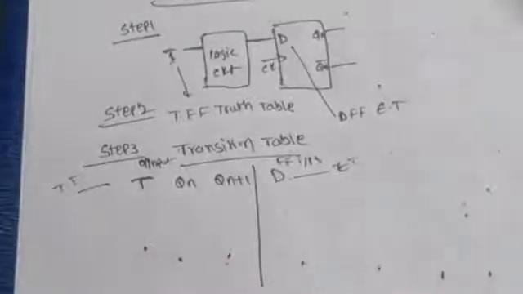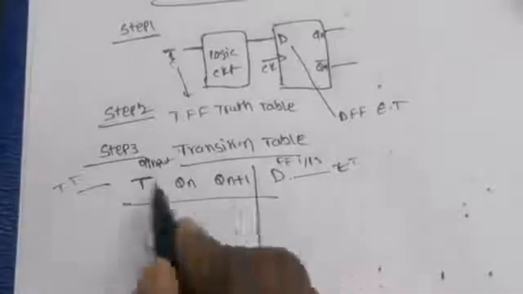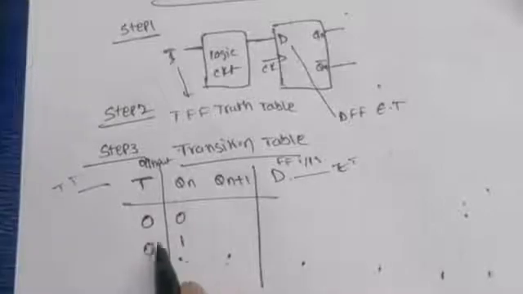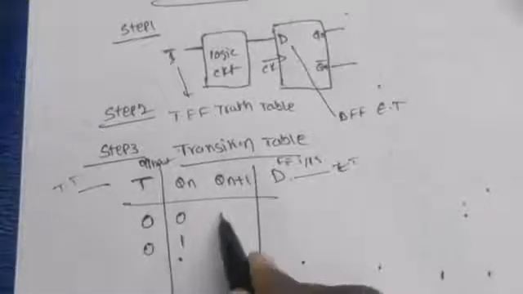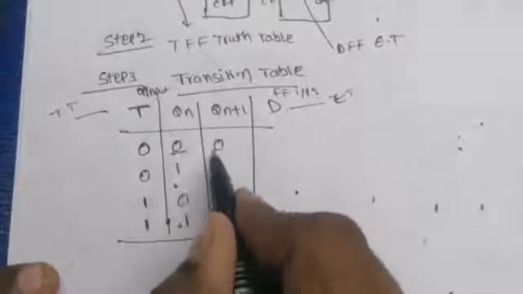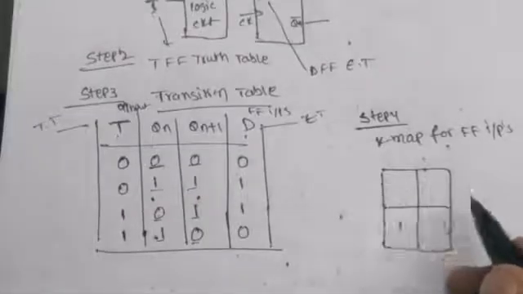Using the excitation table, fill this one. When the T input is 0, the present state is either 0 or 1: no change condition. When the T input is 1, the present state is either 0 or 1: toggle condition. 0 becomes 1, 1 becomes 0. This is called the toggle condition.